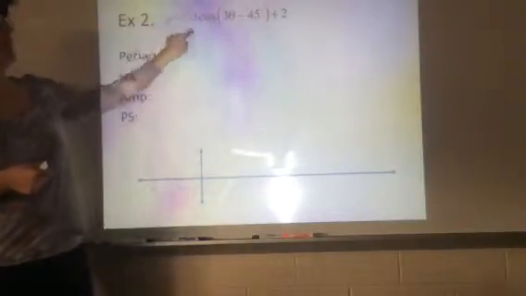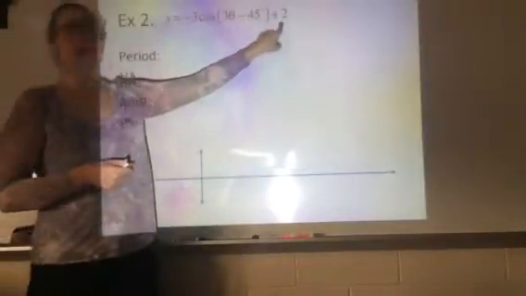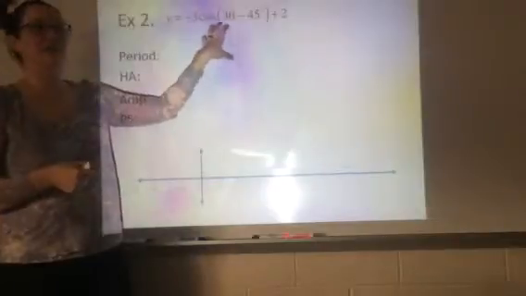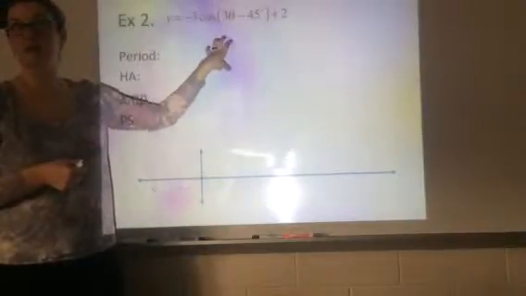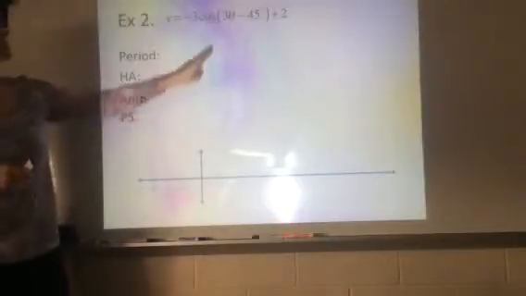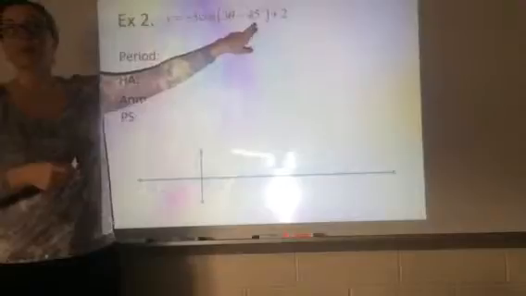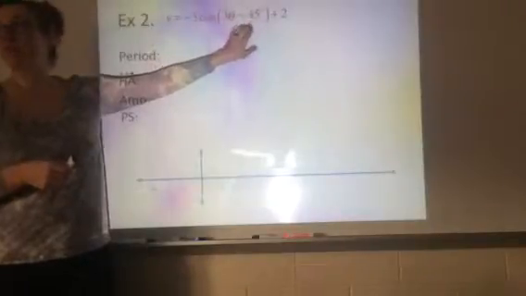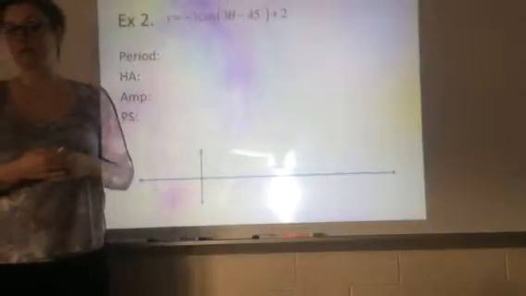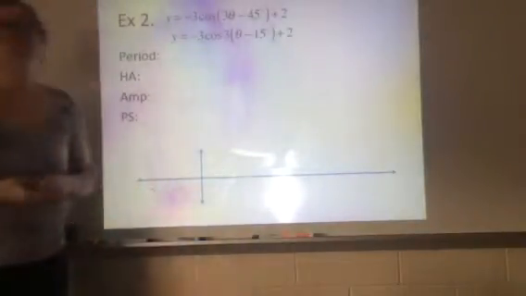Notice we've got everything out front that could happen. We've got everything possible here, and we have a vertical shift. This is everything that can happen to a sine and cosine graph. We're going to cover all of it. Another weird thing that happened is, notice I have 3 pi minus 45. Okay? We're going to have to split this up. So the first thing we're going to have to do is factor out the 3.